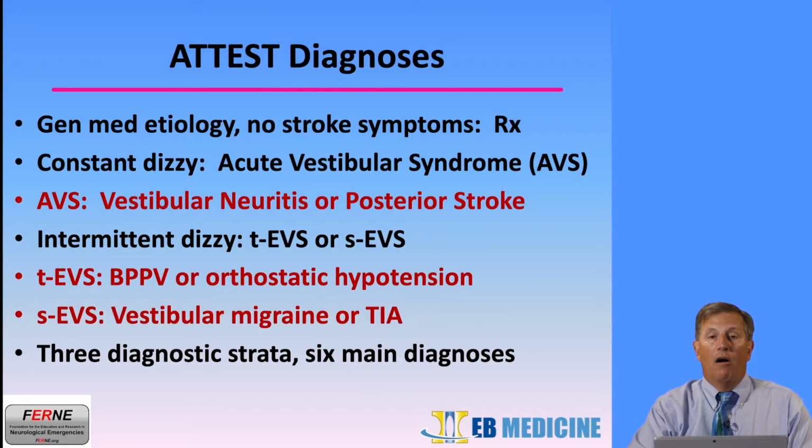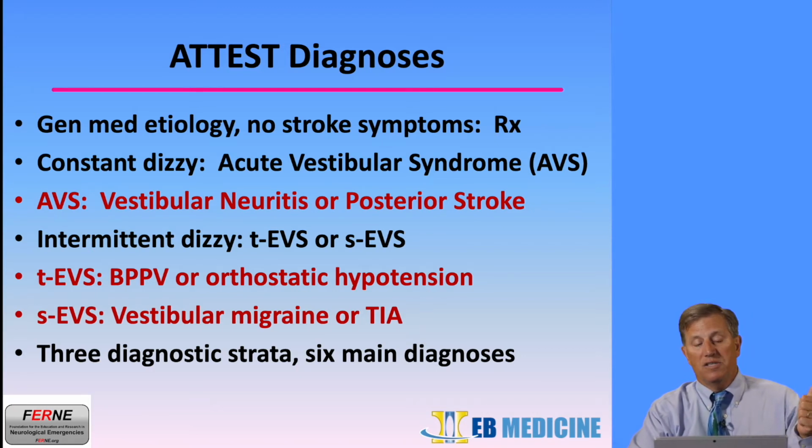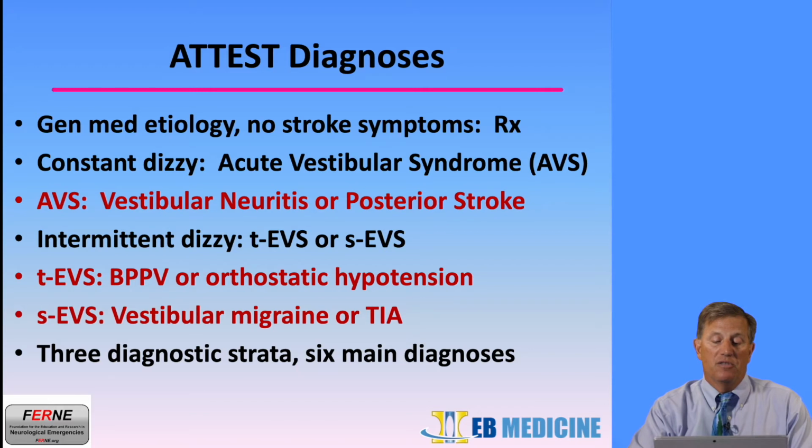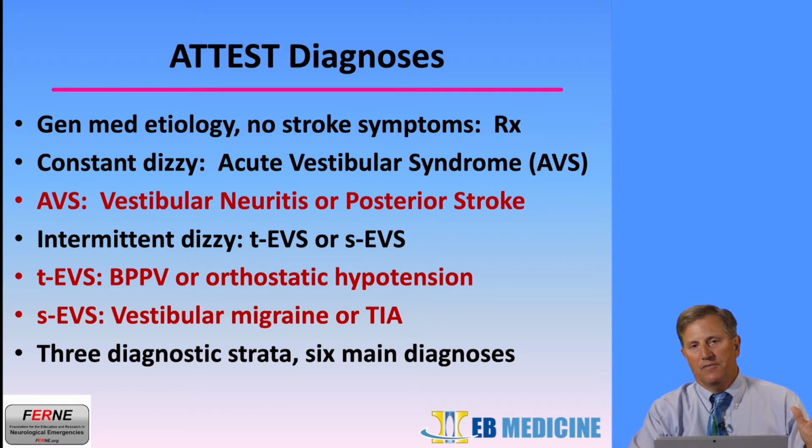So, again, our clinical pathways and ATTEST diagnoses. The list of 6 diagnoses are as follows. AVS, 2 diagnoses. Triggered EVS, 2 diagnoses. Spontaneous EVS, 2 diagnoses. 3 main diagnostic strata and 6 main diagnoses. I go over this repeatedly because I believe every time that you now see a dizzy patient, you should be able to think that if there isn't some apparent general medical cause and the absence of stroke, you now can boil it down to 3 strata and 2 diagnoses each.